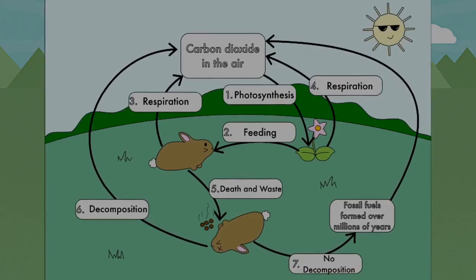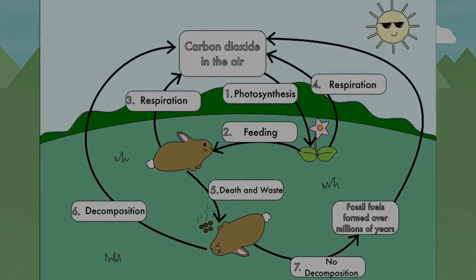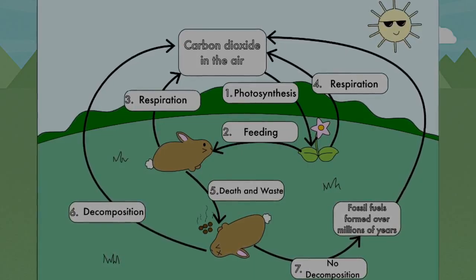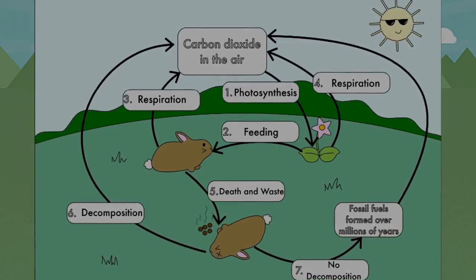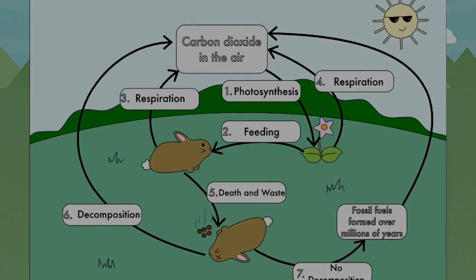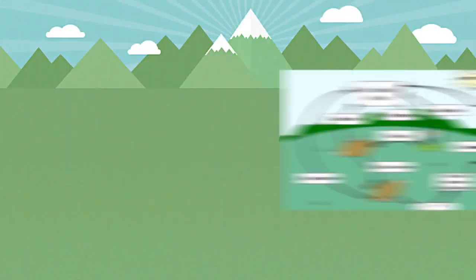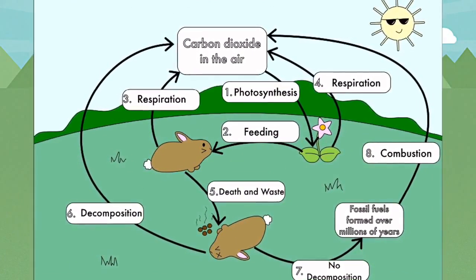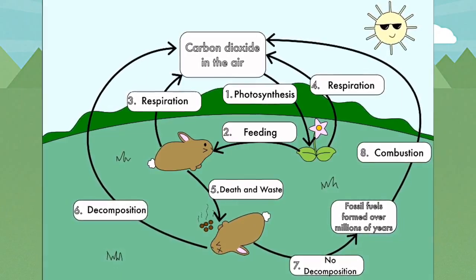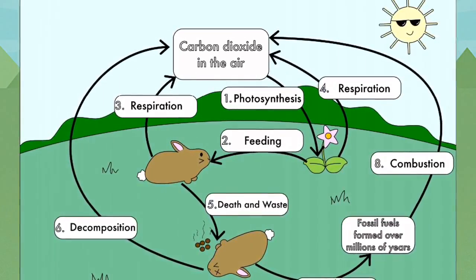Sometimes the conditions are not right for microorganisms to carry out decomposition. In these circumstances, dead and waste material is not fully broken down and instead is preserved. Over millions of years, the material becomes buried and exposed to extreme heat and pressure. This is how fossil fuels are formed. The burning of fossil fuels, which contain carbon, releases carbon dioxide back into the air. And so the carbon cycle is complete.